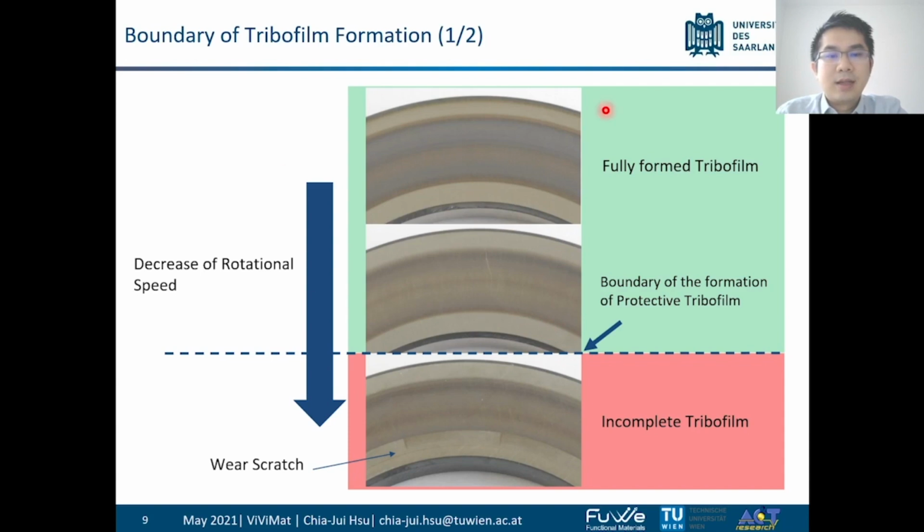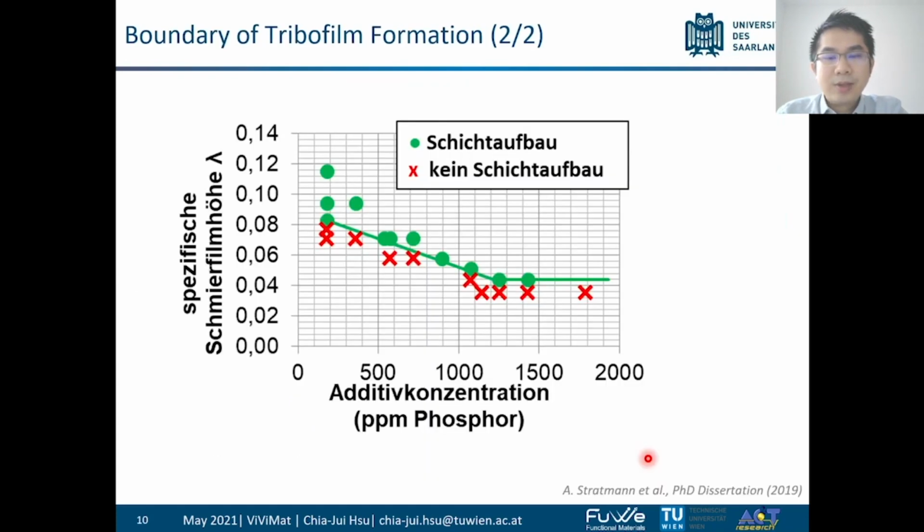We can see that above this line is the green region where the fully formed tribofilm can do its job to protect the surface, and beneath that it fails. And we can draw the line even longer. In this plot the lambda ratio has been calculated, and the horizontal axis is the concentration of phosphorus shown in ppm. We can see that the green region is above, and the failure region is beneath.